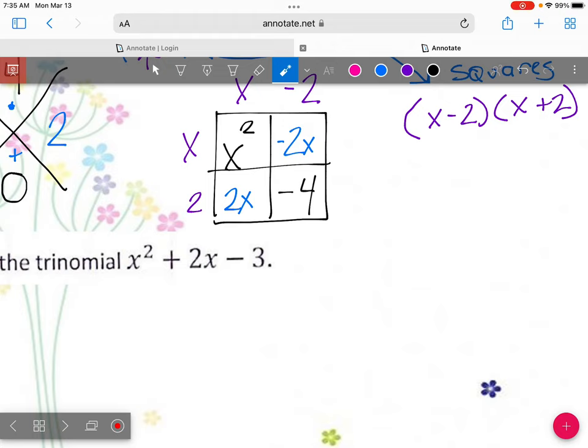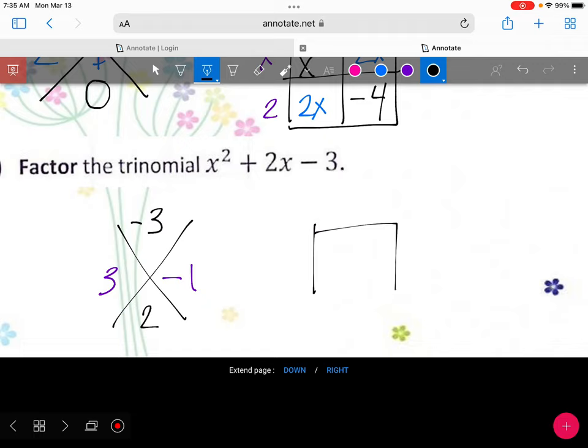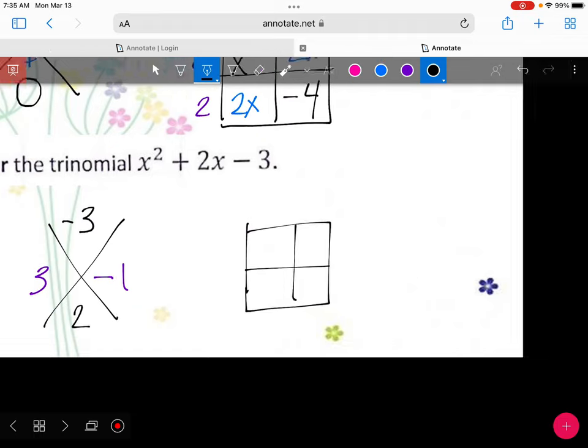Looking good, looking good, looking good. All right. It looks like just about everyone's at the very least to the X box on this one, or to the X on it. And they all looked good, where we had our -3 on the top, A times C, and our B on the bottom. What was our pair of numbers that multiplied to be -3 and added to be +2? What'd you guys get? 3 and -1. So we filled in our box and got our factors.